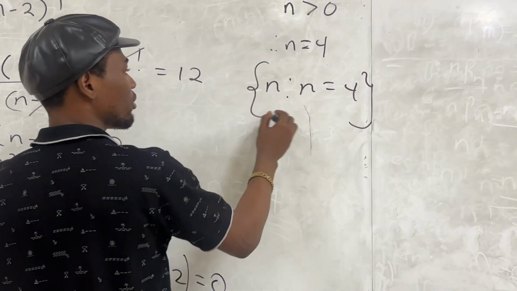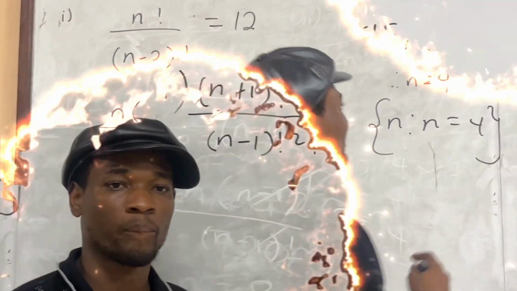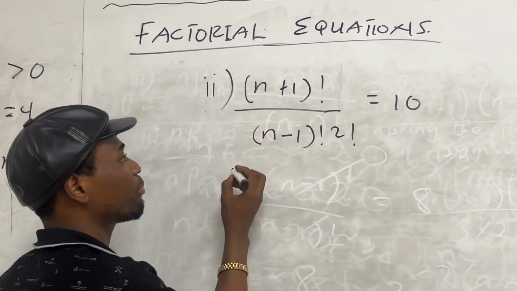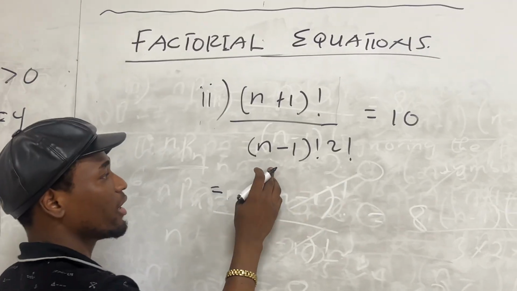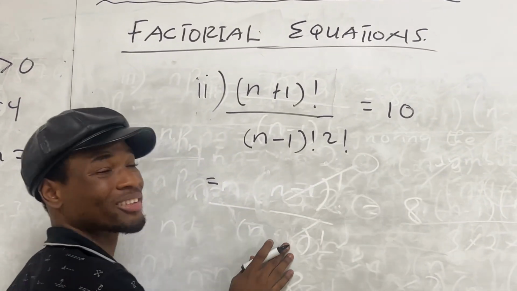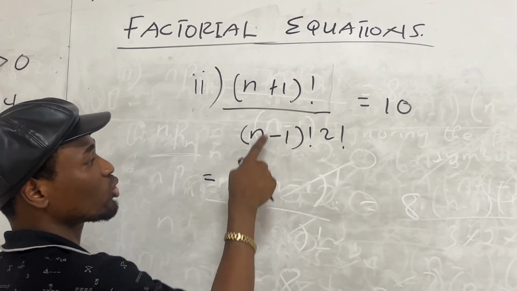As simple as that. So the second question reads: the expression (n plus 1) all factorial over (n minus 1) all factorial times 2 factorial is equal to 10. This is very simple. So what can we do from here? We are going to reduce this to this.